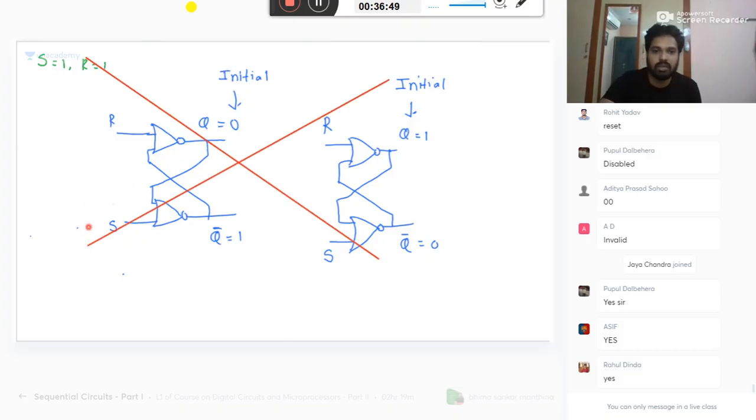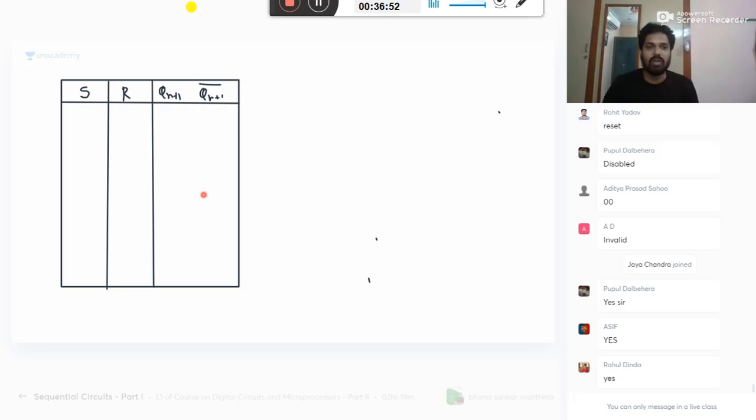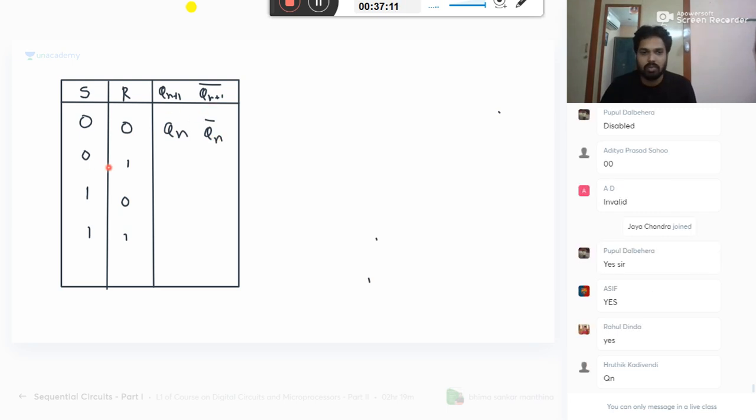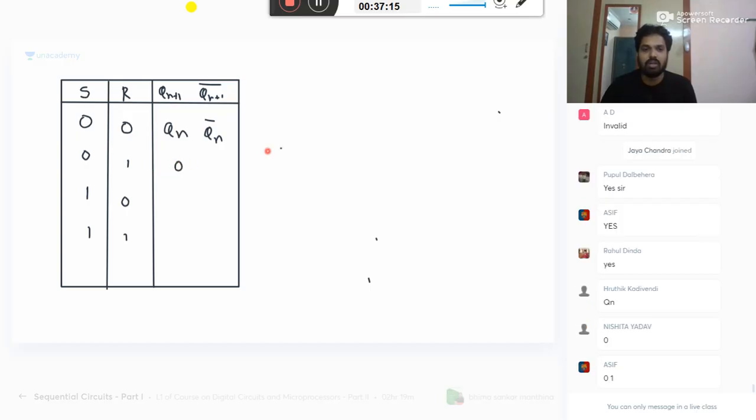Don't worry, I have loaded extra. So now let me fill this table. 0, 0, 0, 1, 1, 0, 1, 1. Okay, you tell me. First, S0, R0: output is the same as the previous value, Qn. When S is 0, R is 1, output is 0 and 1. When S is 1, R is 0, output is 1, 0. When both are 1, 1, output is 0, 0.